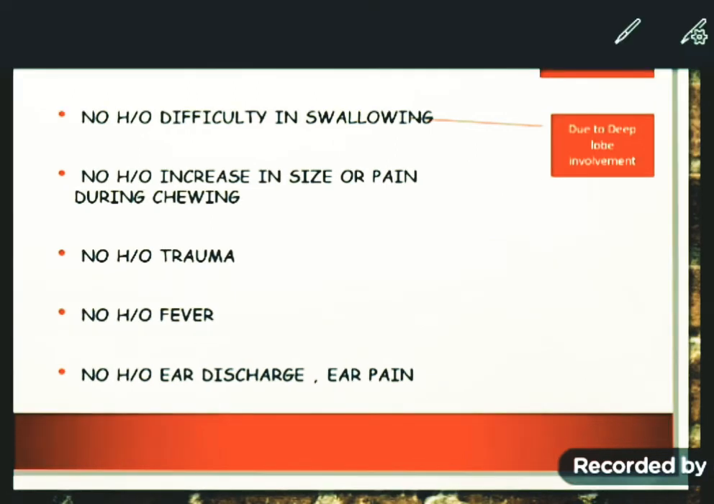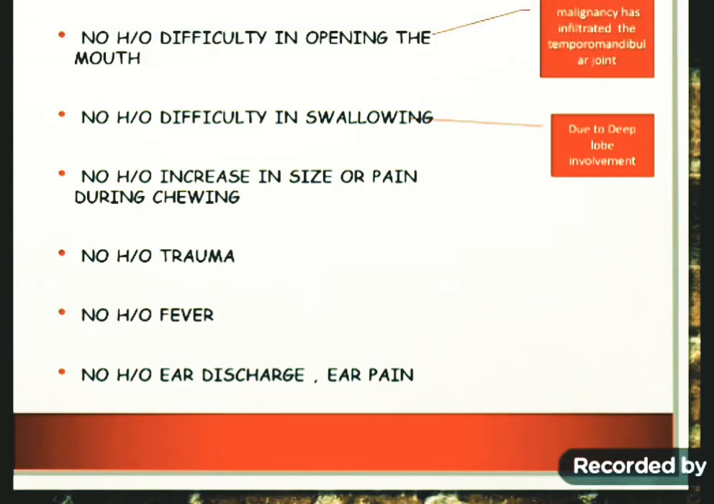If you have an obstruction in the duct, when you eat, saliva will be produced, but it will get collected in the gland only because the duct is obstructed and it can't come to your mouth. It will keep collecting in the gland and cause tension in the gland, and then you will have pain and the size will increase because of that. This is not present in our case. It is for a duct obstructed with a stone.